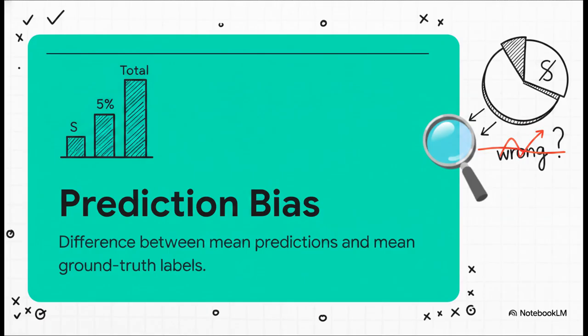It's wonderfully simple. If your training data is, say, 5% spam, your model should, on average, predict that 5% of things are spam. If it's suddenly predicting 50%, you immediately know something is fundamentally wrong. It could be your data, your features, or your model pipeline, but something is broken.